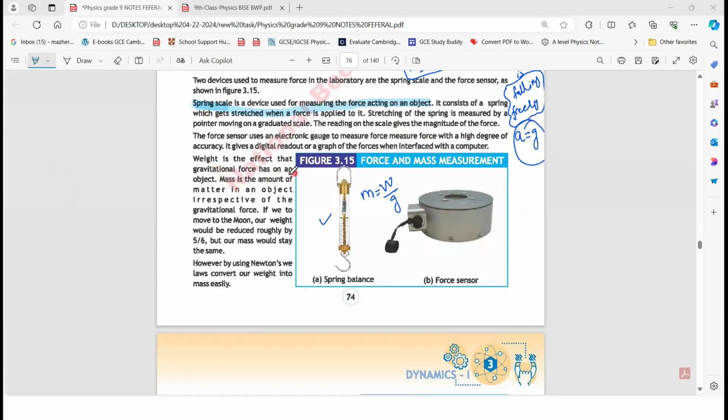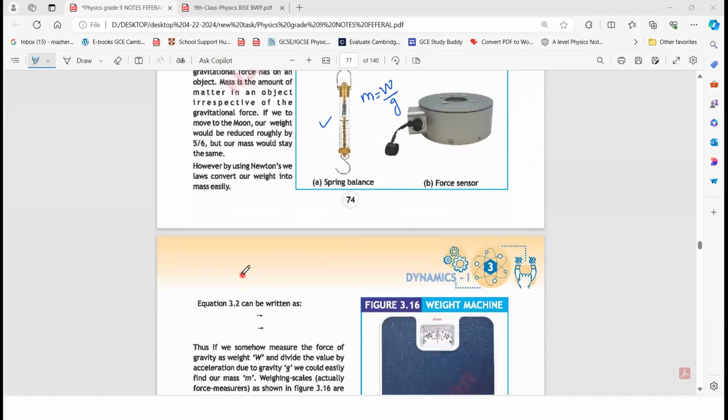Weight is the effect that gravitational force has on an object. Mass is the amount of matter in an object irrespective of the gravitational force. So I told you the differences, that mass would remain the same everywhere. It would not change if its position is changed, or if the value of g is changed. It would remain the same everywhere. For example, our mass would not change whether we are on the moon or on Mercury or any other planet, but our weight would vary with respect to our positions because the value of g changes with respect to the positions.